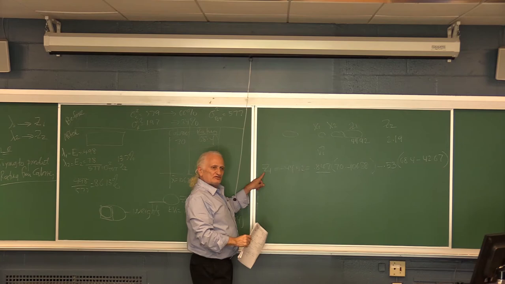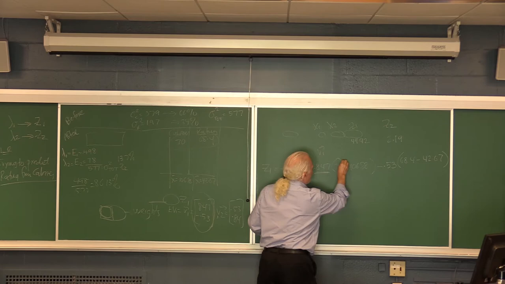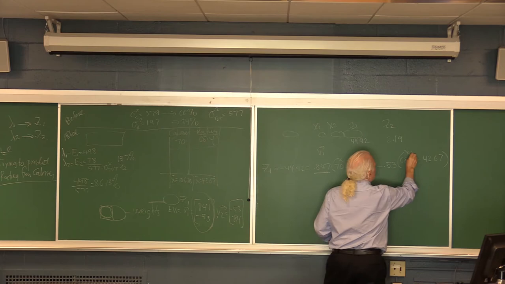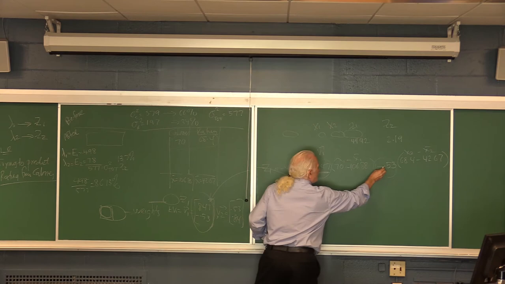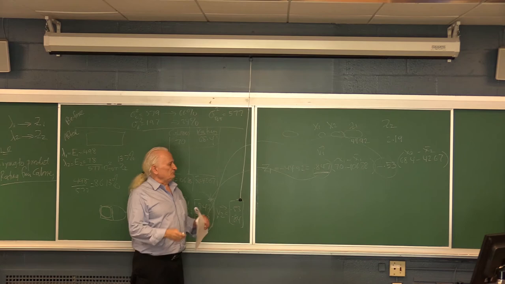sum. So this here, this is X1 minus the average of X1. This is X2 minus the average of X2. And these two numbers are these weights. These weights, right? Now, so that's this number here.